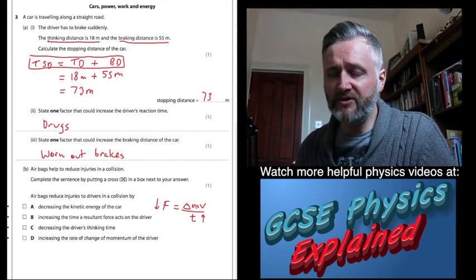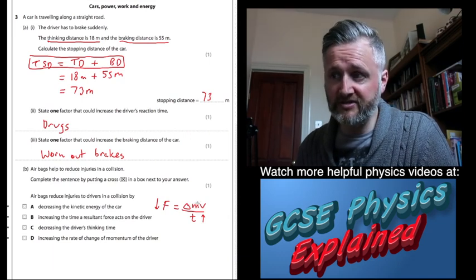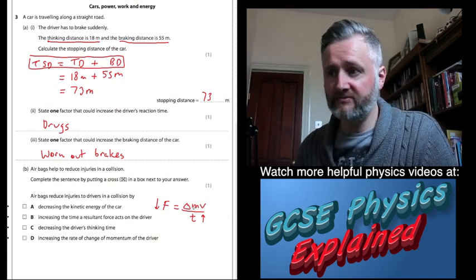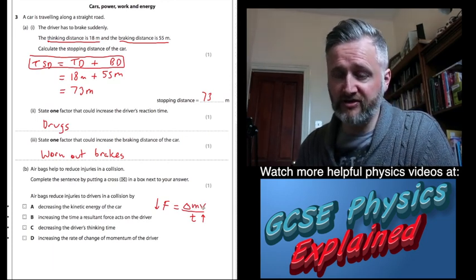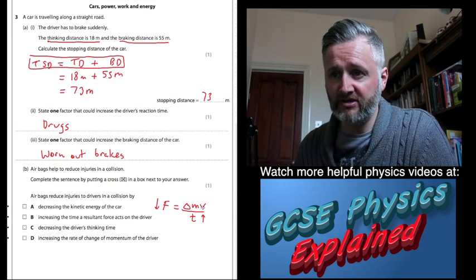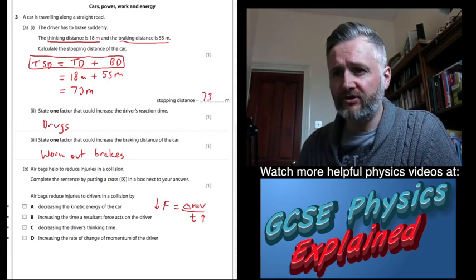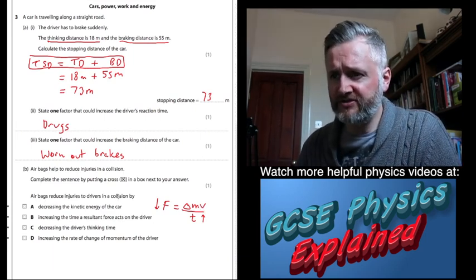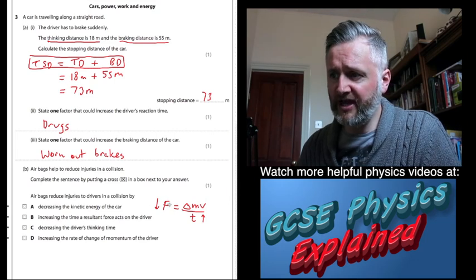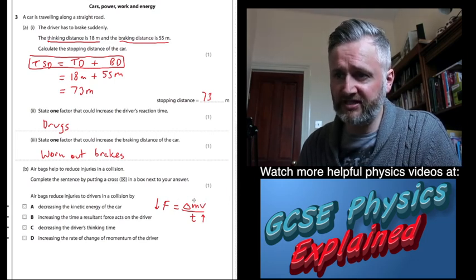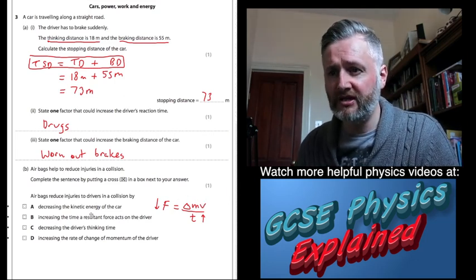And the change of momentum, by the way, will just be the same because you've got the same head, so that's the same mass, and it's the same velocity because you're in the car and the car's travelling at a certain velocity. So, airbags reduce injuries to drivers in a collision by decreasing the kinetic energy of a car. Nope, because kinetic energy is a half mv squared, so your mass is still the same, your velocity is still the same, so the kinetic energy is still the same.